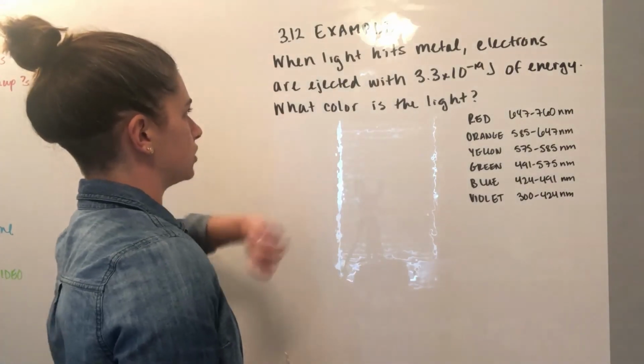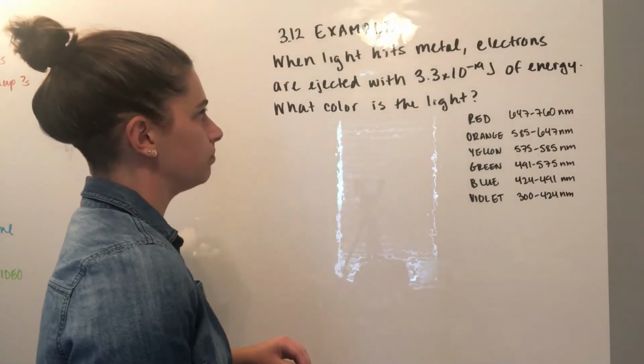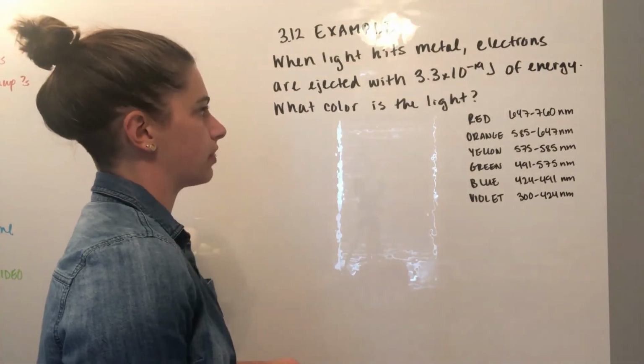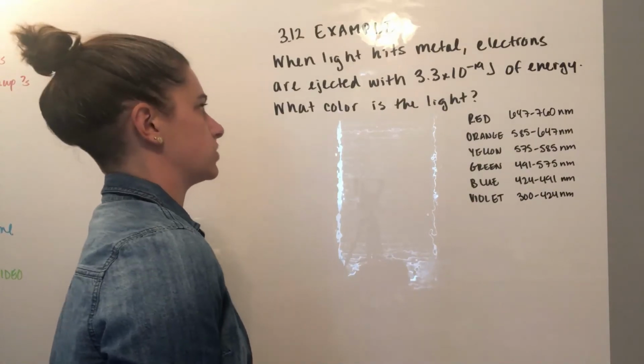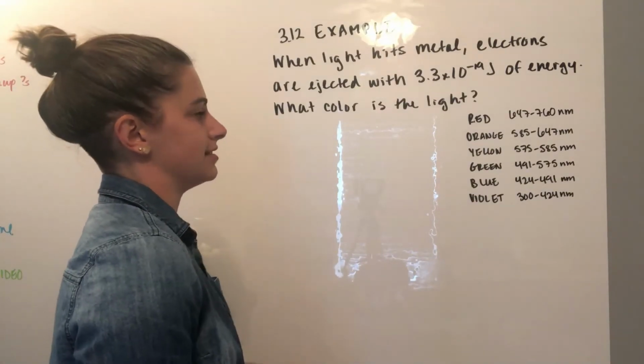So in this example, it says when light hits a metal, electrons are ejected with 3.3 times 10 to the negative 19th joules of energy. What color is the light?